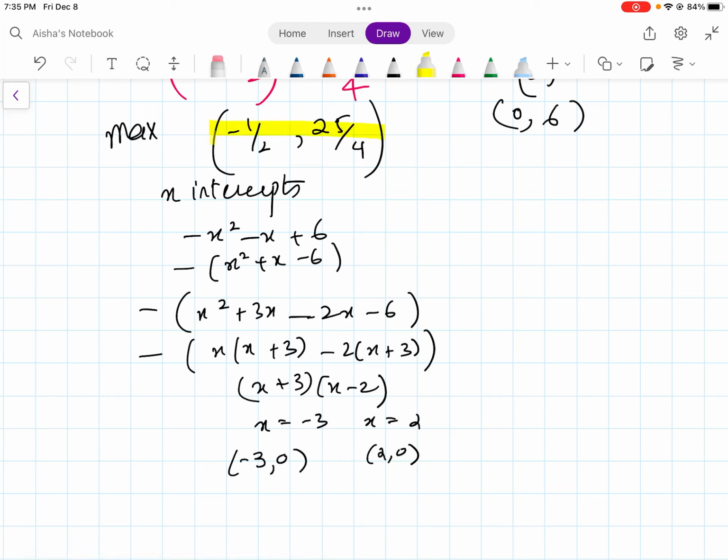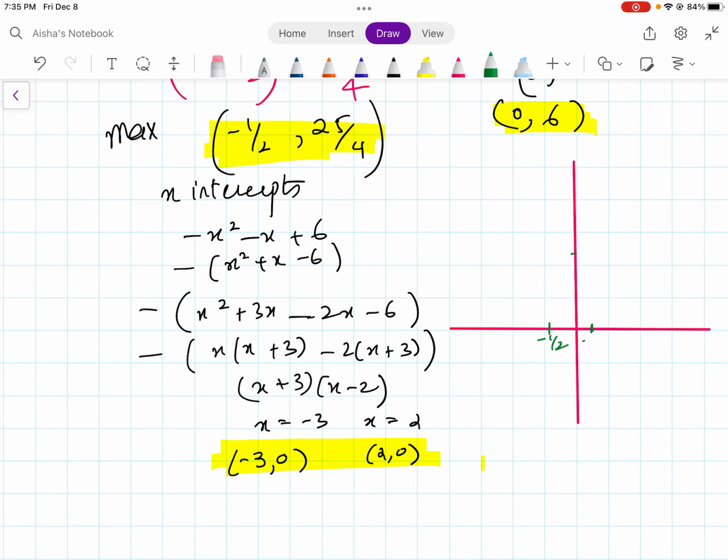So we have this, we have this, and we have these 2 points. Let's sketch it. Okay, so minus half, 25 upon 4. This is my coordinate of the turning point. Maximum means this is how my graph will look like. This is 6, this is 2, and this is minus 3. ठीक है?